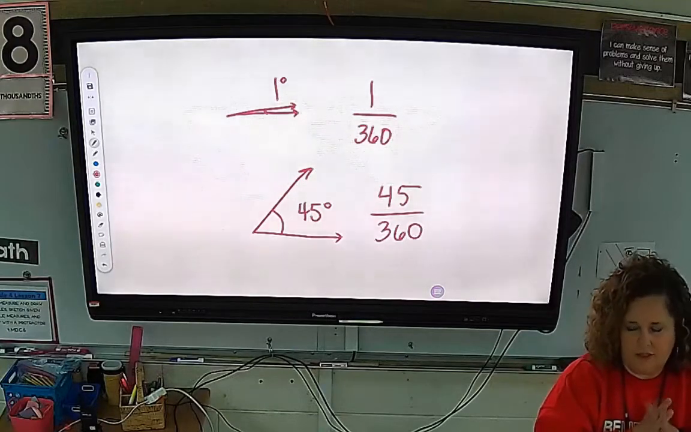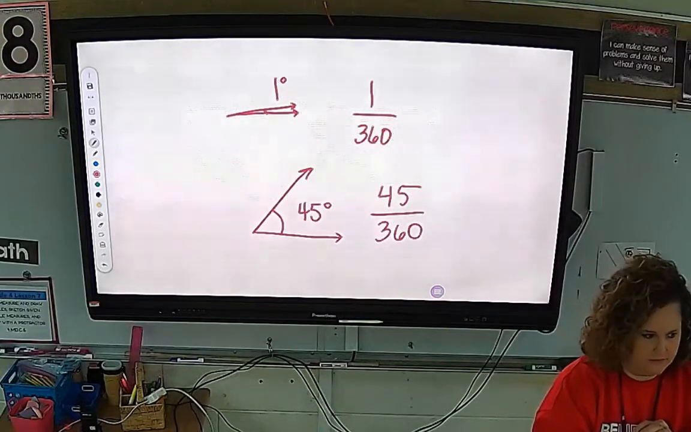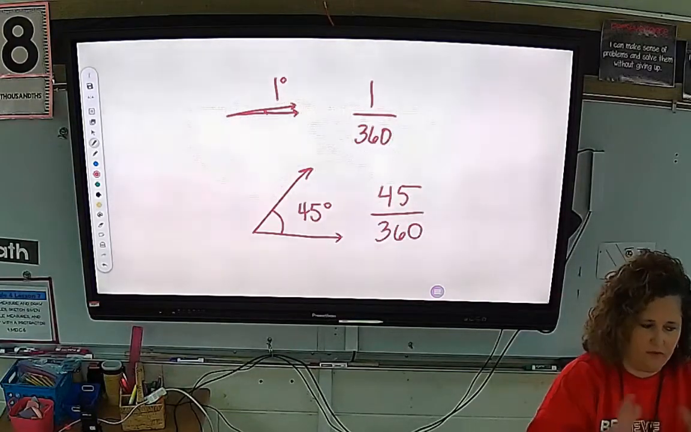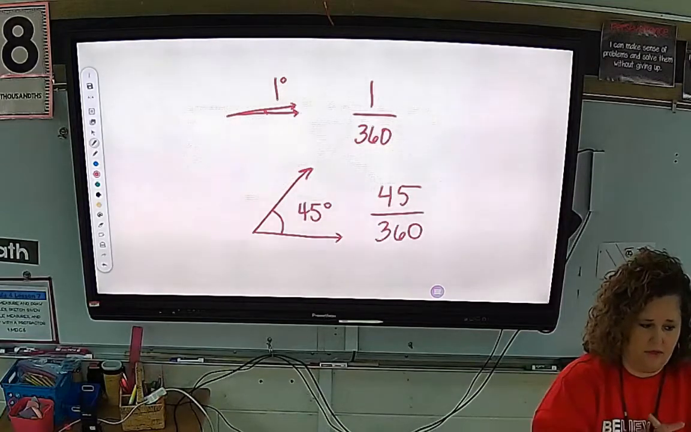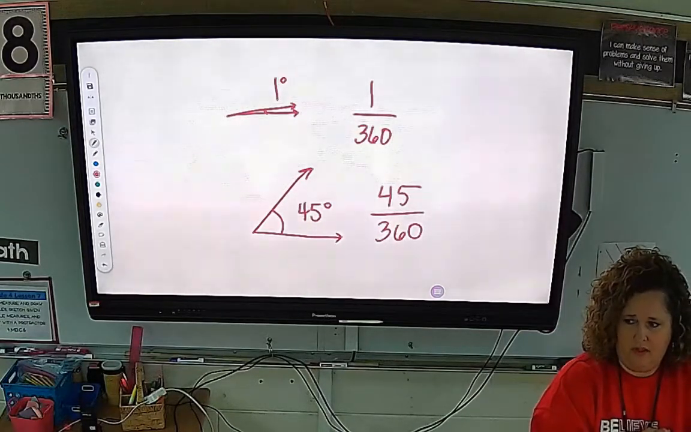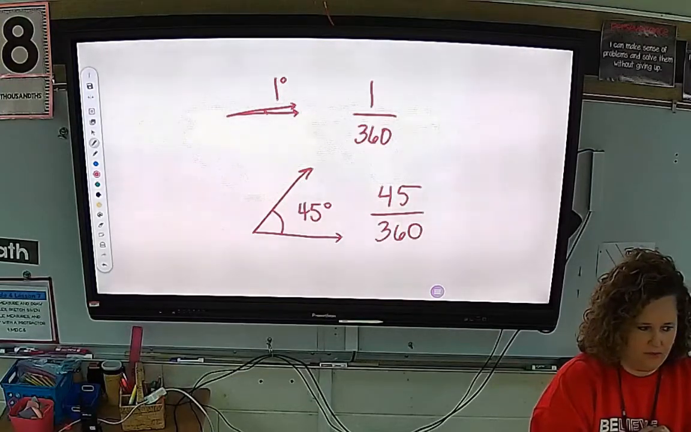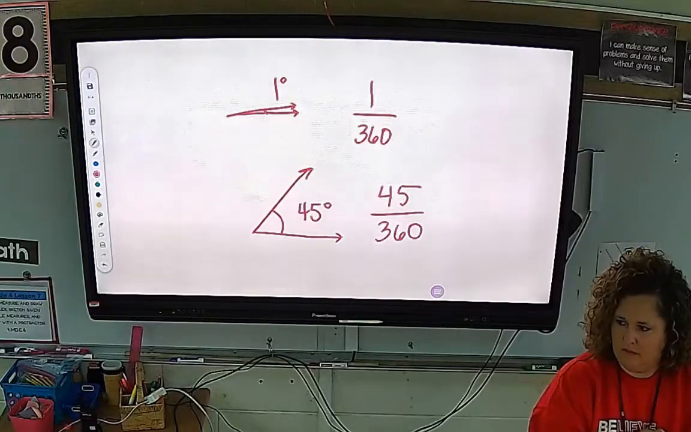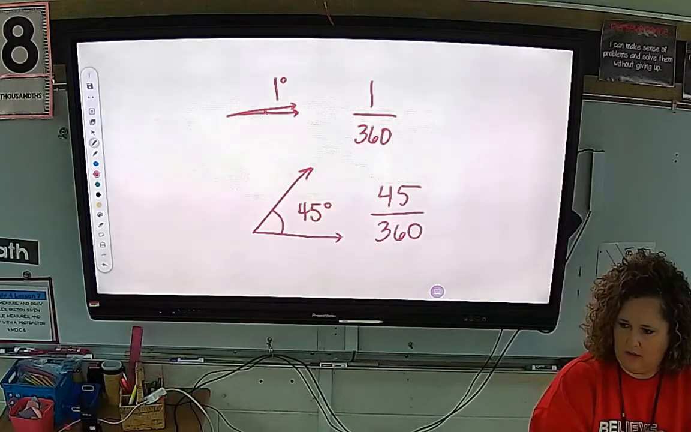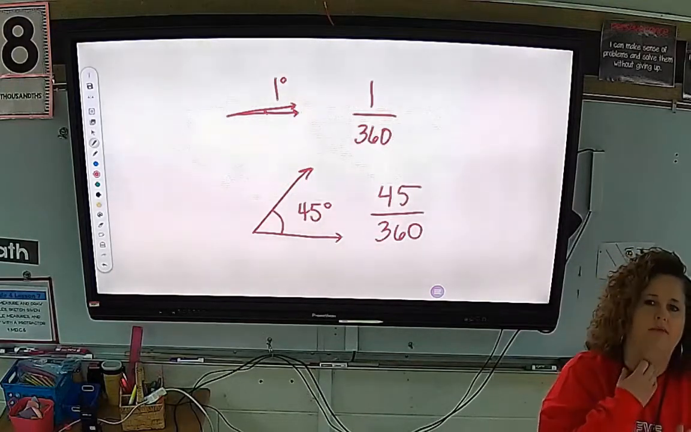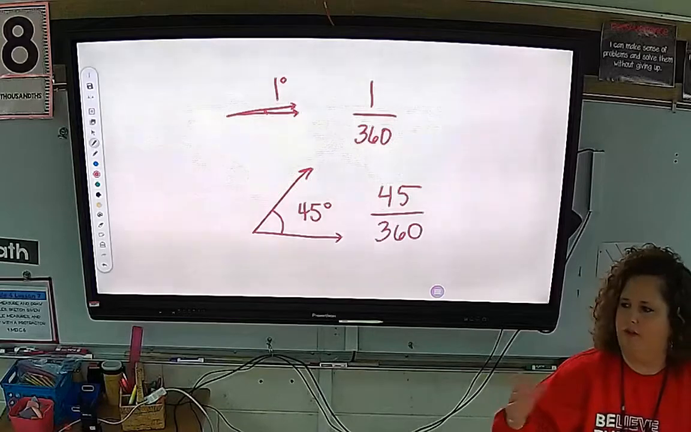I want you to make a 90-degree turn. Now, don't look at anybody else because they don't know if they're right either at this point. Make a 90-degree turn. Where do you think you would be? And if you turn to the opposite direction, you can do it either direction.